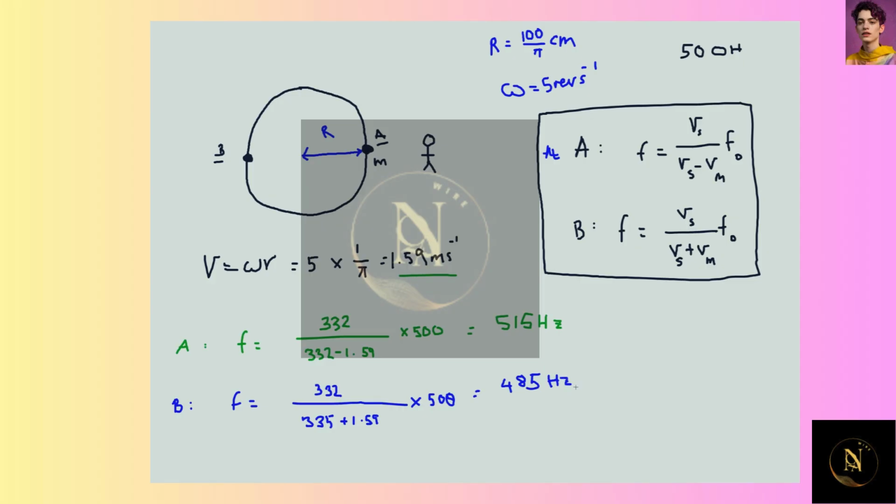So we can see that this is the furthest point away and this is the closest point to the observer. So we can say that the maximum frequency observed is 515 Hertz and the minimum frequency observed is 485 Hertz, and that occurs at the furthest part away from the observer.